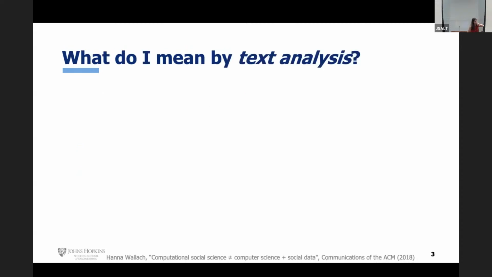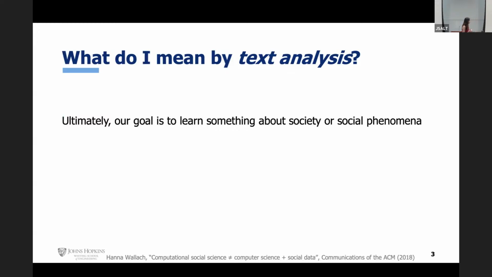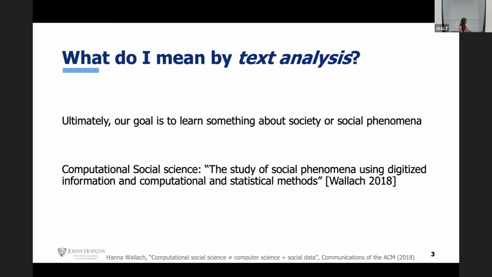Okay, so what do I mean by text analysis? Well, a lot of times, when we're working with these more analysis or society and social media oriented settings, a real goal in these projects is to be able to learn something about society or social phenomena. This is a quote about defining this space of computational social science. This is from a paper by Hannah Wallach, which I really like as a definition for this space, which is the study of social phenomena using digitized information and computational and statistical methods.